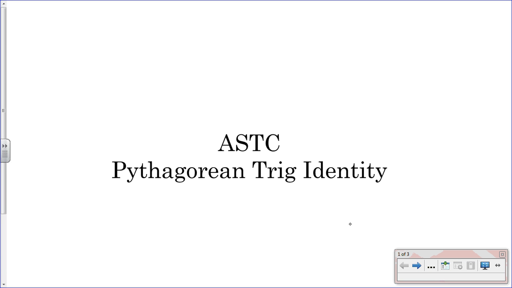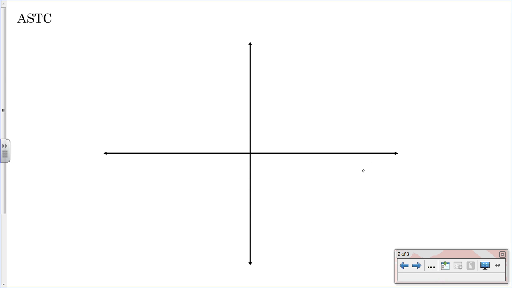ASTC and the Pythagorean trig identity. All right, so ASTC. What is ASTC? Well, here's what it stands for.